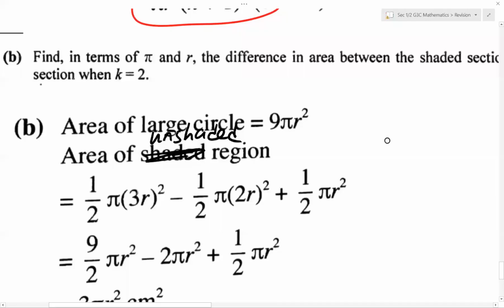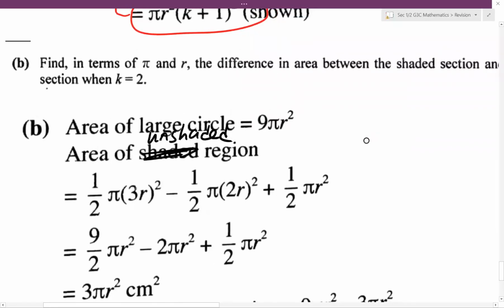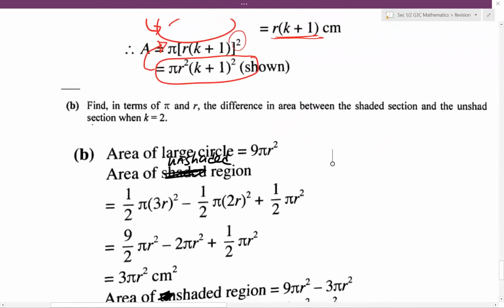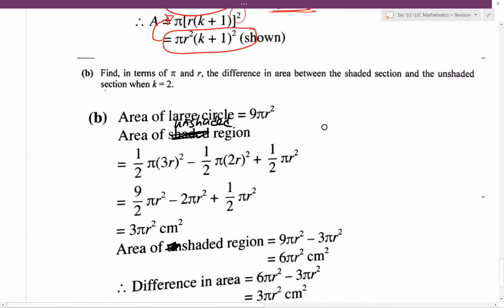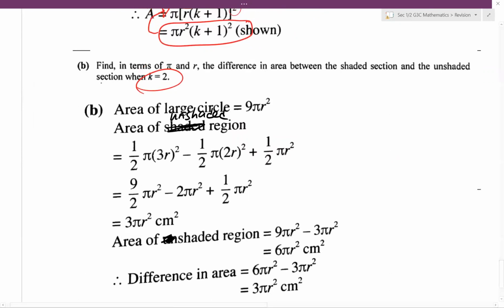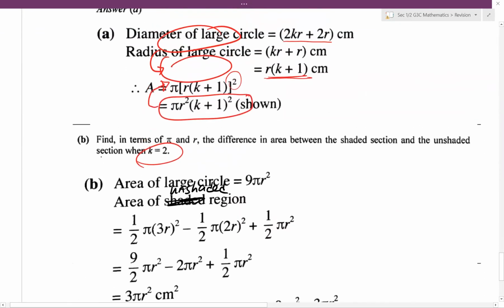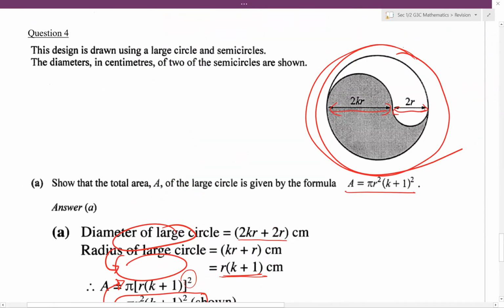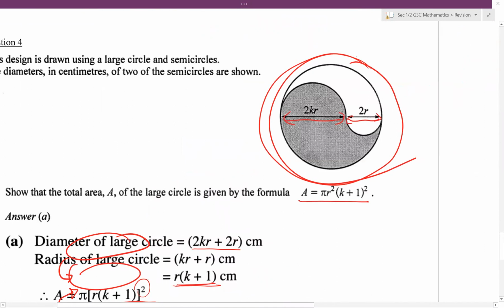Okay, now, they tell you in part B, find in terms of pi and r, the difference in area between shaded and unshaded region when k is equal to 2. Now, instead of leaving it as an unknown k, they tell you that k has a value, it is 2. The difference between shaded and unshaded region. So we need a plan. The difference between shaded and unshaded. Of course, you must find the shaded region, then minus the unshaded region. That is the difference.